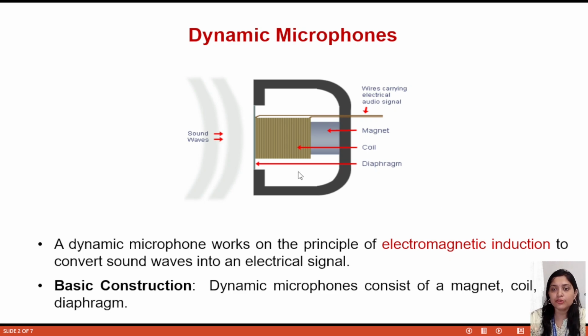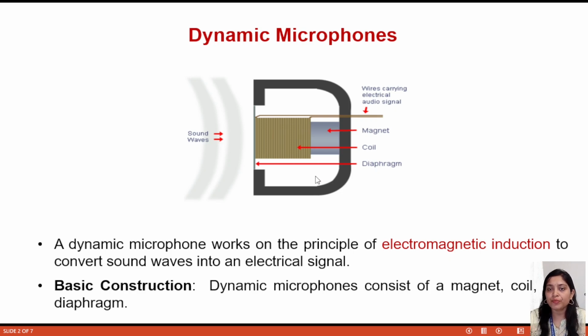This is the basic construction of the dynamic microphone. You can see this is the thin diaphragm. With this diaphragm, a magnet is connected, and this coil is wound over the magnet.